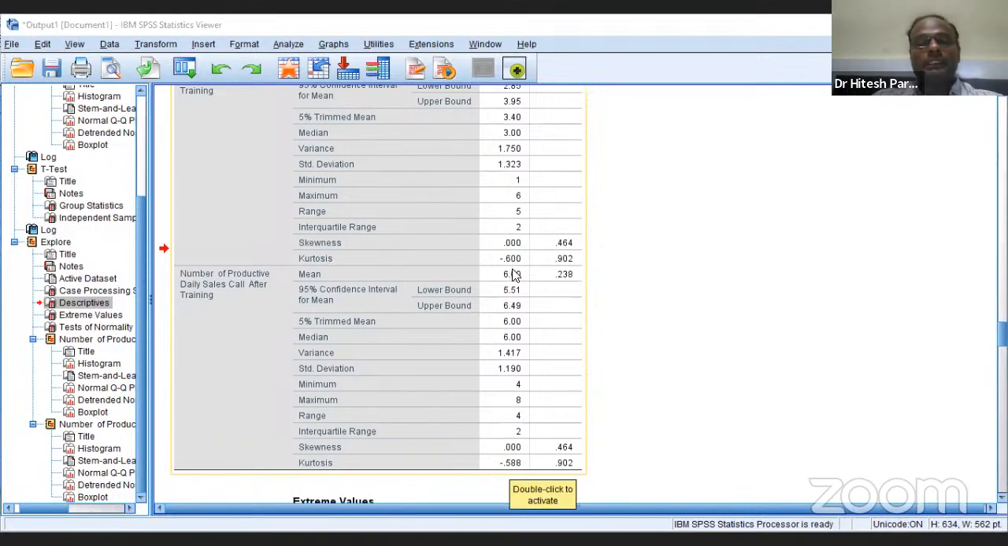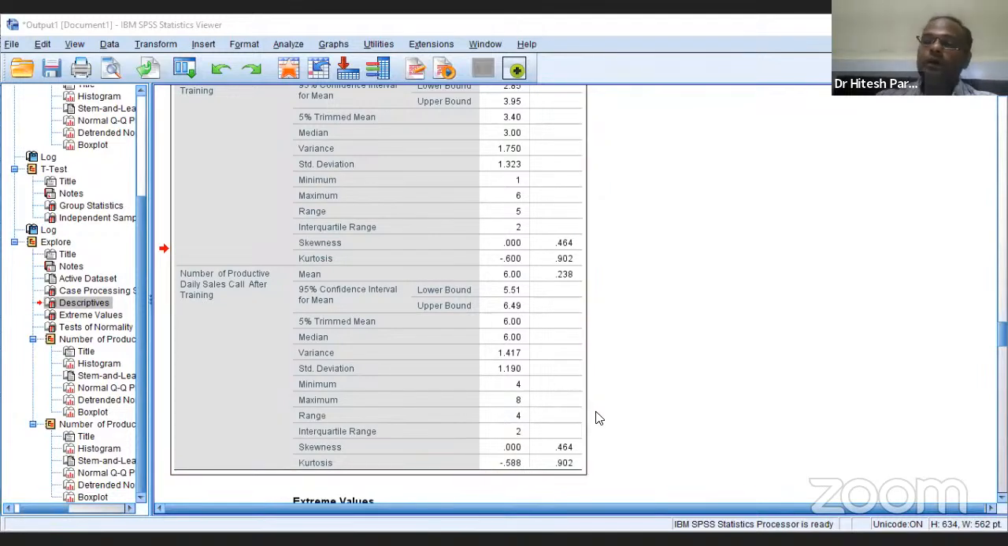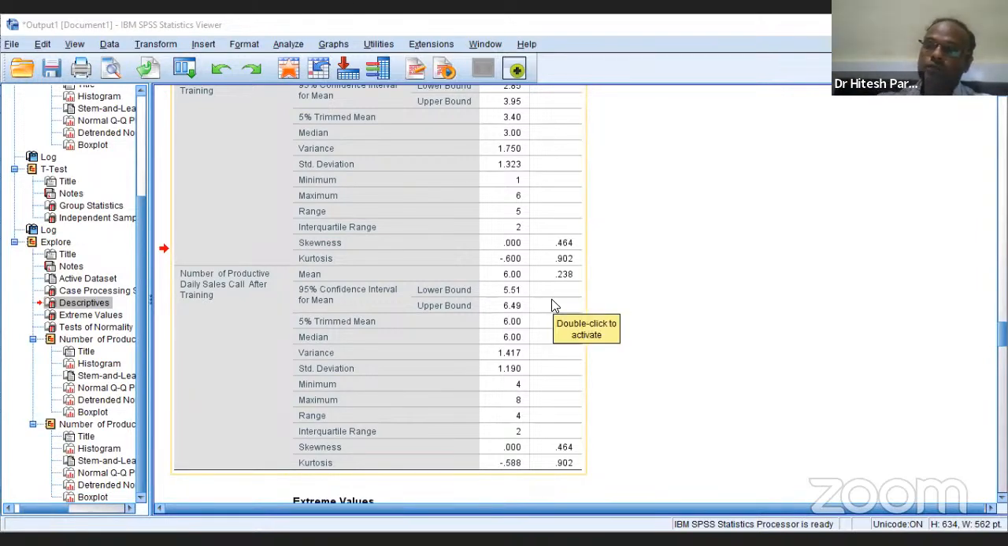And kurtosis is minus 0.60 for before. For after, 0.000 and kurtosis minus 0.58. Skewness is what? It is measuring the shape of your normal distribution. It is a perfectly symmetrical distribution. Symmetrical means the mean value left side and right side, the curve is exactly the same.